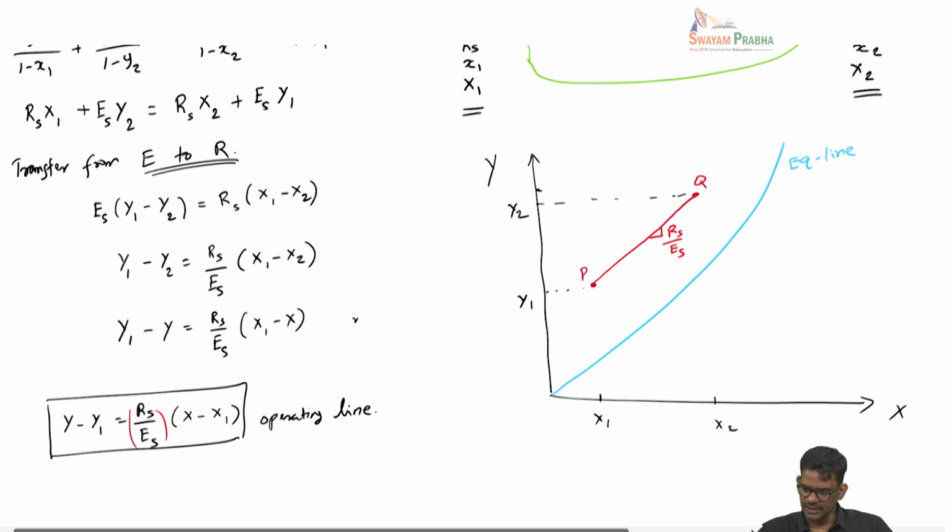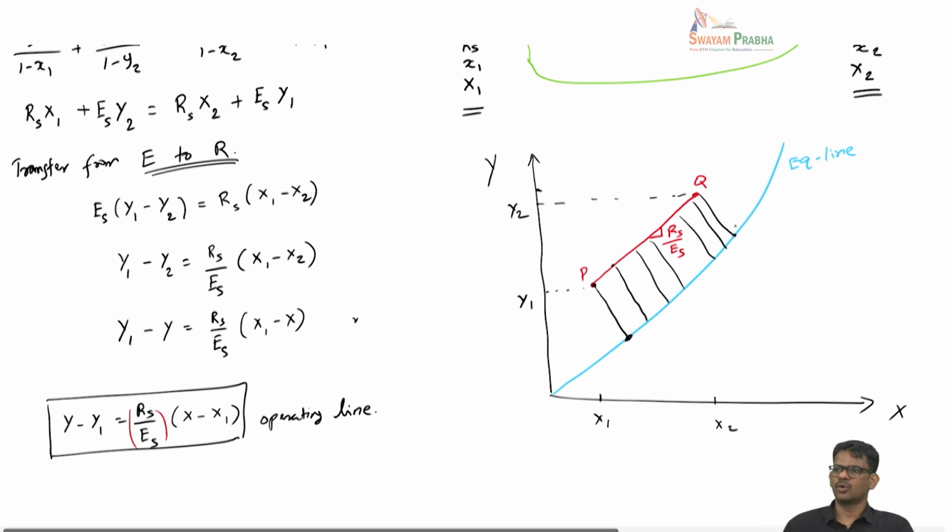Okay, and like before, we can also draw the driving force lines. The driving force line for this particular point P would be this. And then if you go to a point somewhere inside, you will see this is the driving force. So you can see the characteristic difference between countercurrent and cocurrent flow.